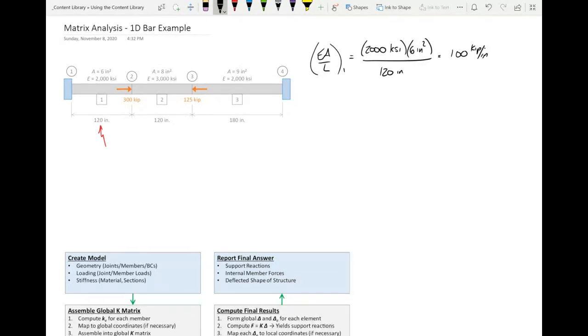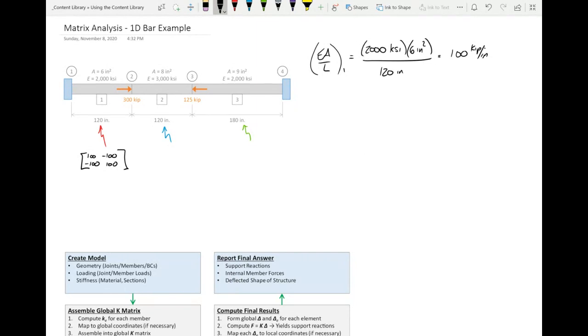kips per inch. Okay. So if we wanted to write out its stiffness matrix, we could say its stiffness matrix is 100, minus 100, minus 100, and 100. That could be its stiffness matrix. Okay. And similarly, if we wanted to do this one, or this one, we could do the same thing. Okay. We could chug it out.